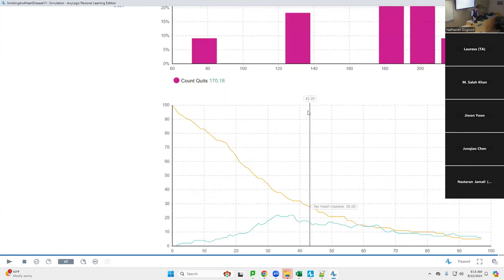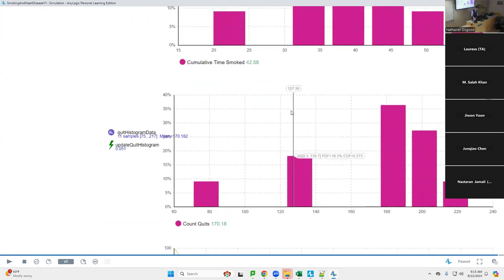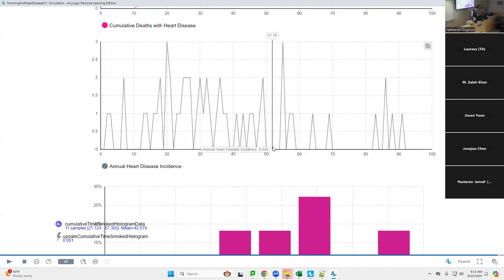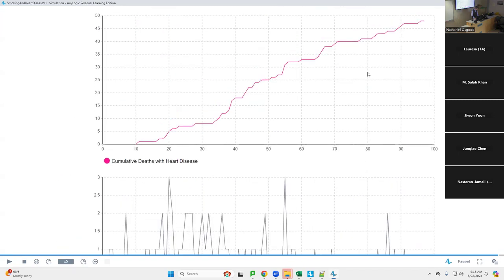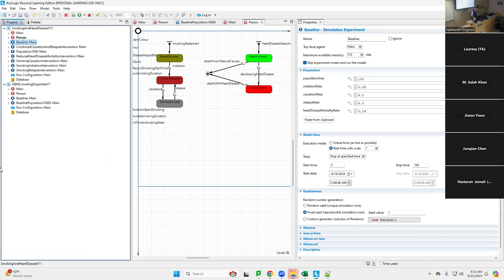All these quantities are endogenous: the count of quit distribution, the cumulative time smoked, the annual heart disease incidence, the cumulative deaths with heart disease. Those are all endogenous, right? Okay.